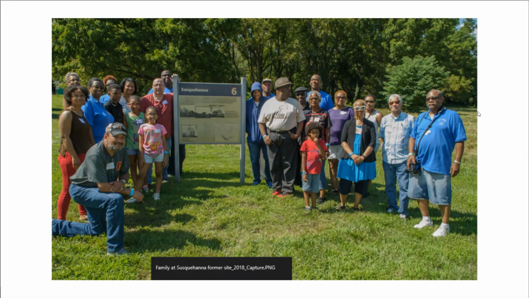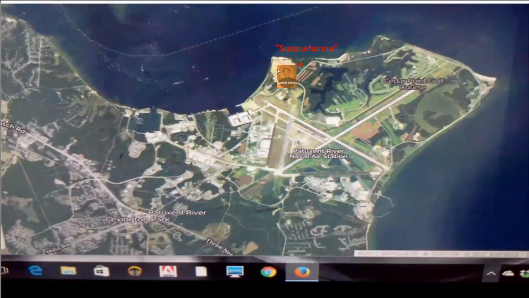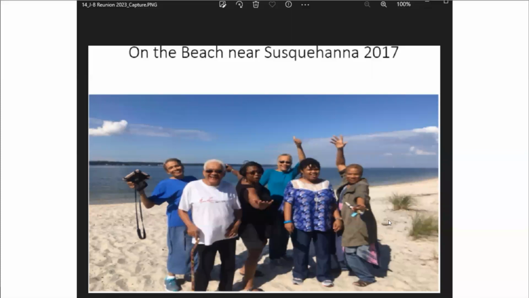As I stated, it was right there on the point, and here's a picture of some of the family on the actual beach, and this is the Patuxent River here, and out underneath these clouds would be the actual Chesapeake Bay. So this just gives you an idea, a ground level view of what the surroundings look like.